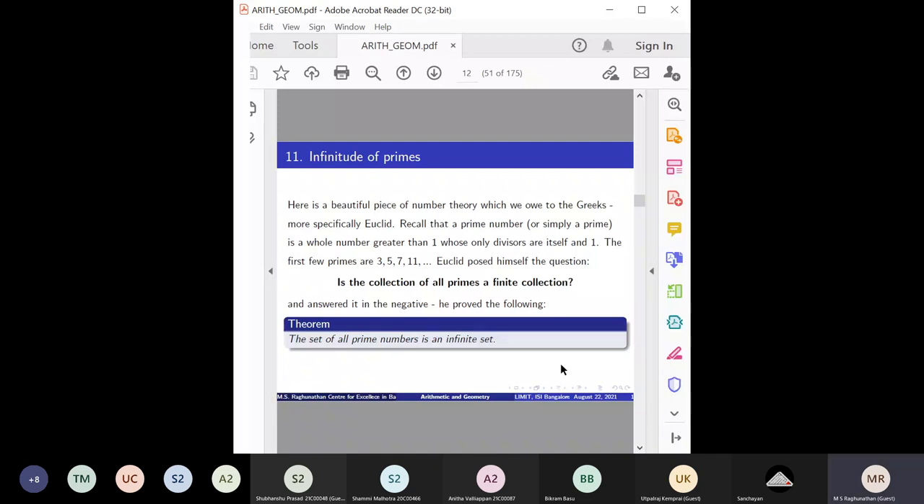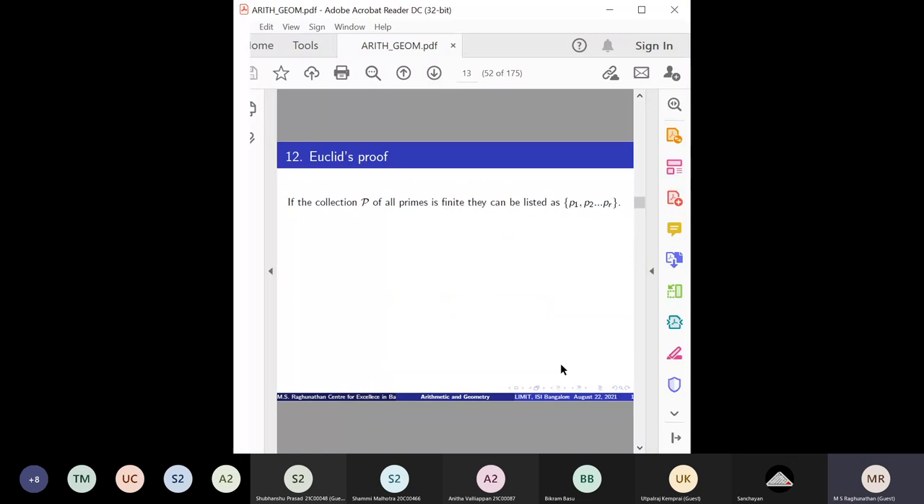Here is the way he proved it. If the collection P of all primes is finite, they can be listed as P1, P2, etc., PR, say there are R of them. Let N be the product of all the Pi's, P1 into P2 into PR, plus 1. Then N is greater than all the primes listed.